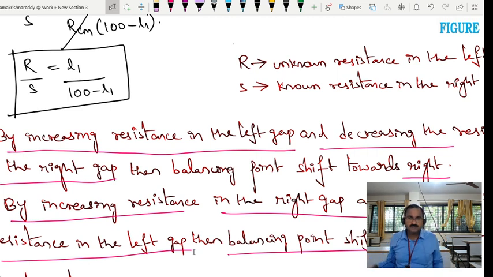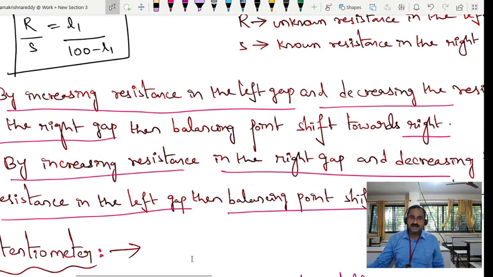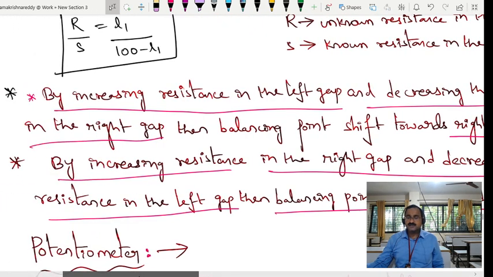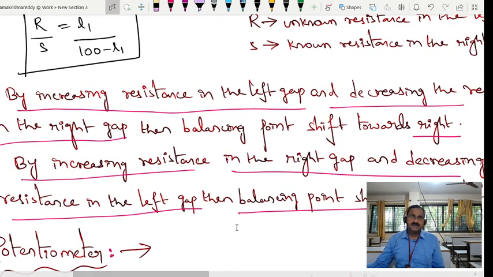Next, see these two points. Suppose by any reason you change the circuit by increasing the resistance in the left gap or decreasing the resistance in the right gap, then the balancing point shifts towards the right. In the same way, by increasing the resistance in the right gap and decreasing the resistance in the left gap, what about the balancing point? It shifts towards the left. So by increasing the resistance in the left gap, or decreasing the resistance in the right gap, the balancing point shifts towards the right.